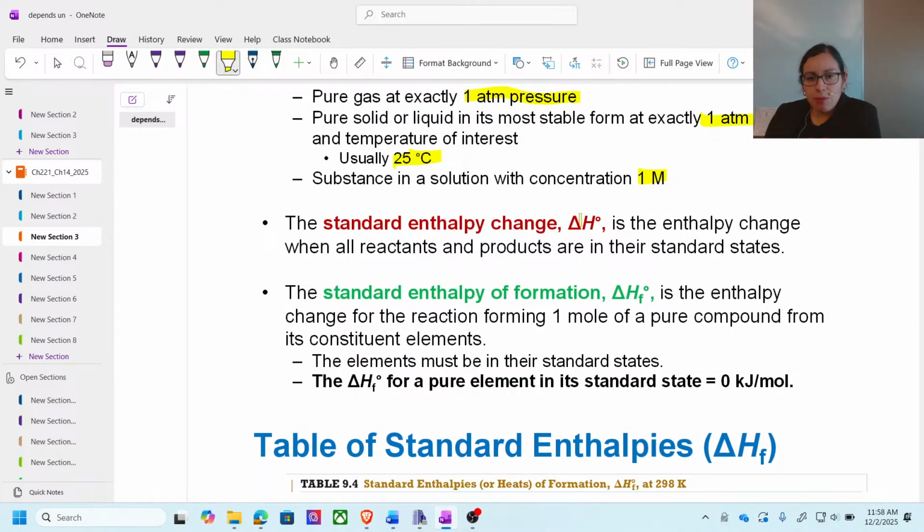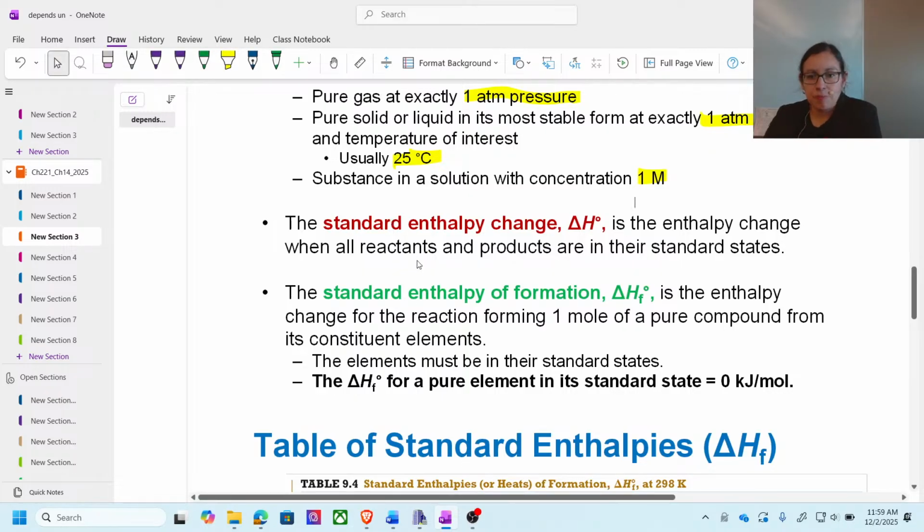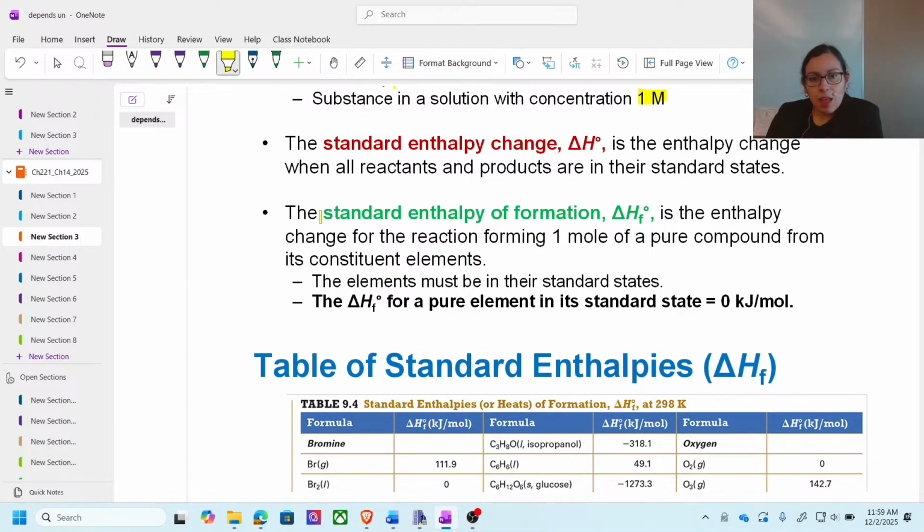And so we have, right, our standard enthalpy change, which is when all these reactants and products are in their standard states. And we'll look at, again, what that means. And then our standard enthalpy of formation is the enthalpy change of our reaction for forming 1 mole of pure compound from its constituent elements. So again, we'll see what that means exactly.